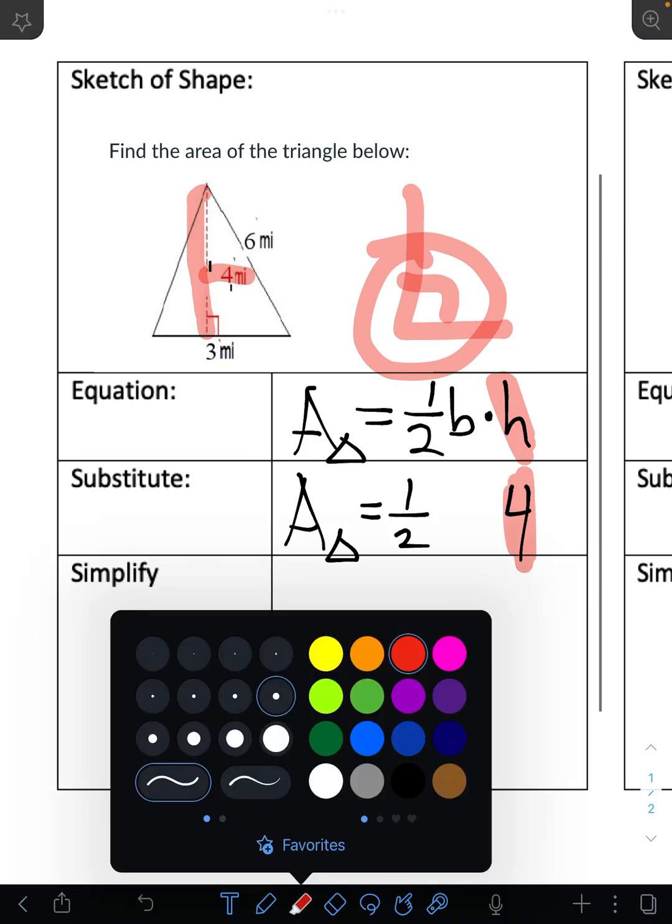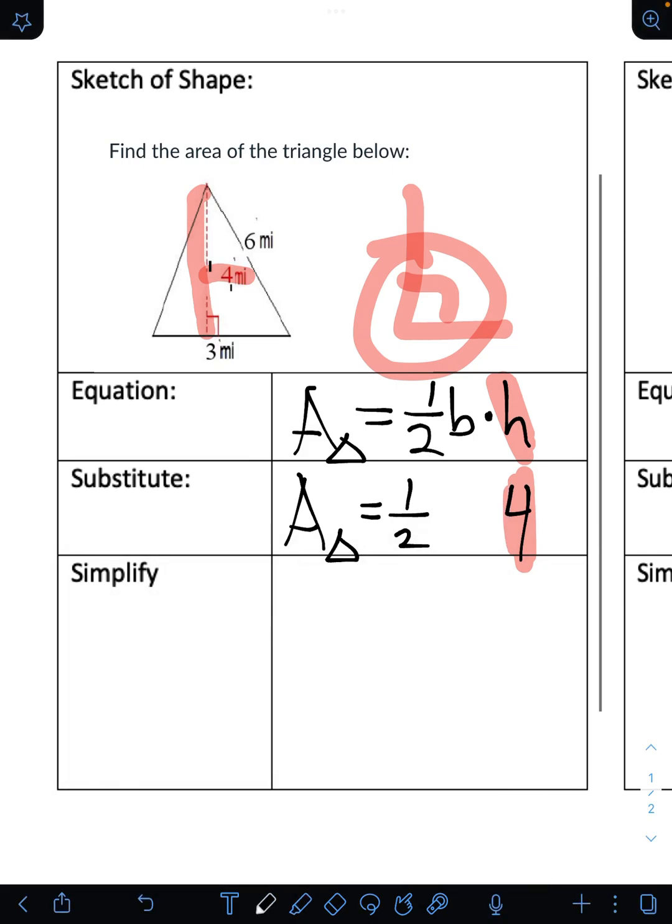Now the base. The base is going to be what connects the height at the 90 degrees. So in this case, 3. So it's 1/2, 3 times 4.